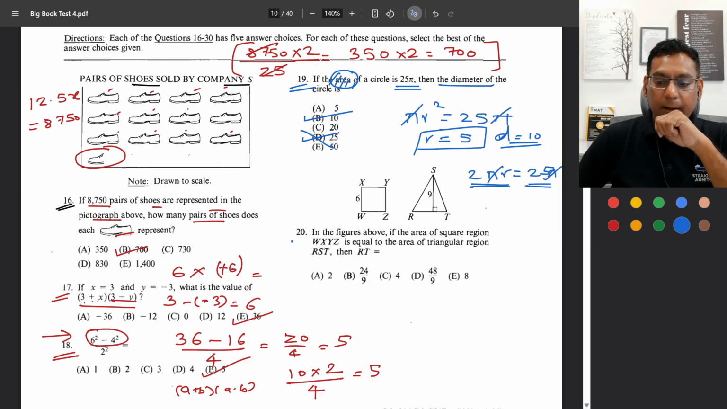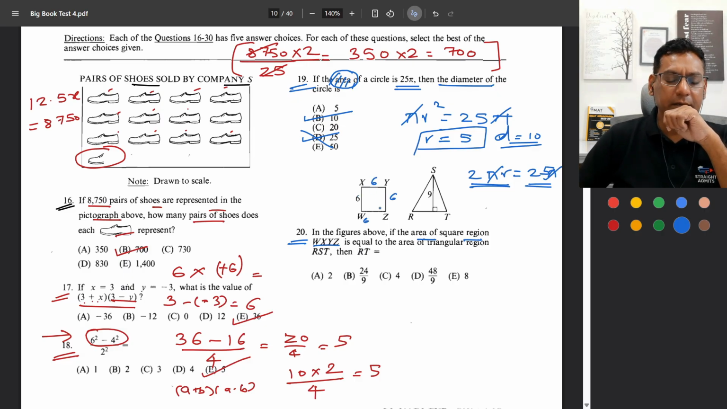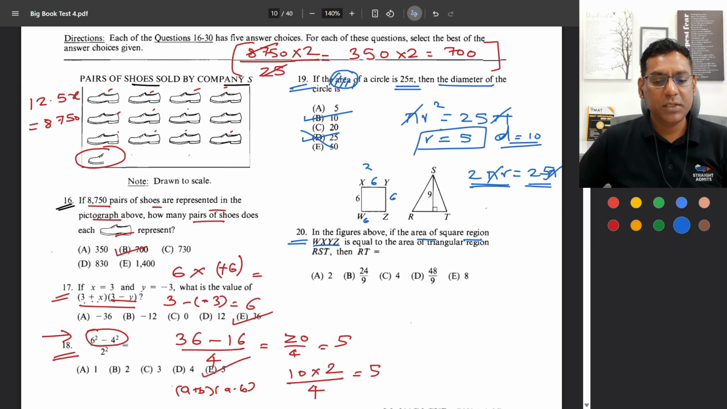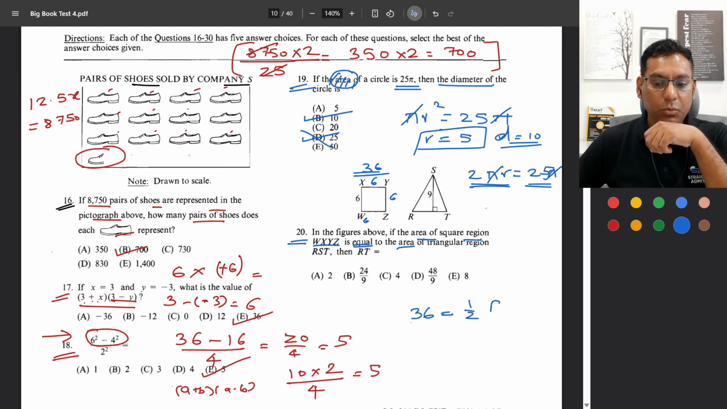Okay, question 20. In the figures above, the area of square region WXYZ, this is a square, is equal to the area of the triangle. What is the area here? 6 into 6, 36. 36 is the area of this triangle also. It's equal, right? So that means half into base into height, half into RT into height. Height is 9, that's 36.